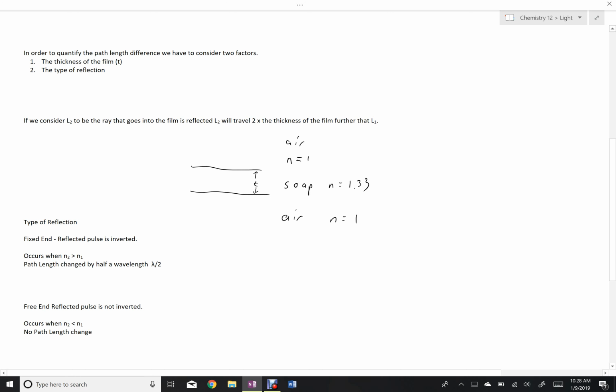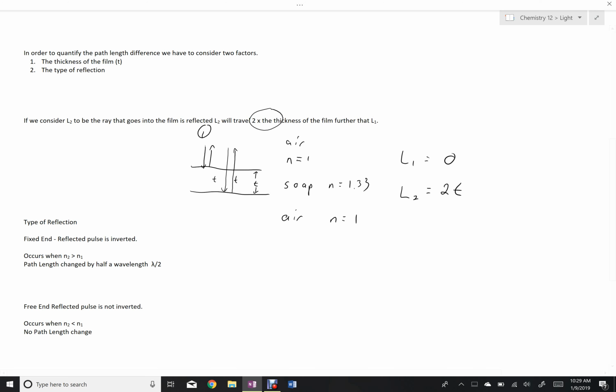So when light 1 reflects off of the barrier, it will not go into the film, and so we don't consider the thickness of the film at all in its path length. But light 2, which is transmitted from the first barrier and reflects off the second barrier, goes through the film, and if we look at it, it goes through the film twice, and so it gets a path length associated with twice the thickness of the film. So whenever we have L2, we always add 2t to its path length, where L1 doesn't get anything for this consideration because it never went into the film.